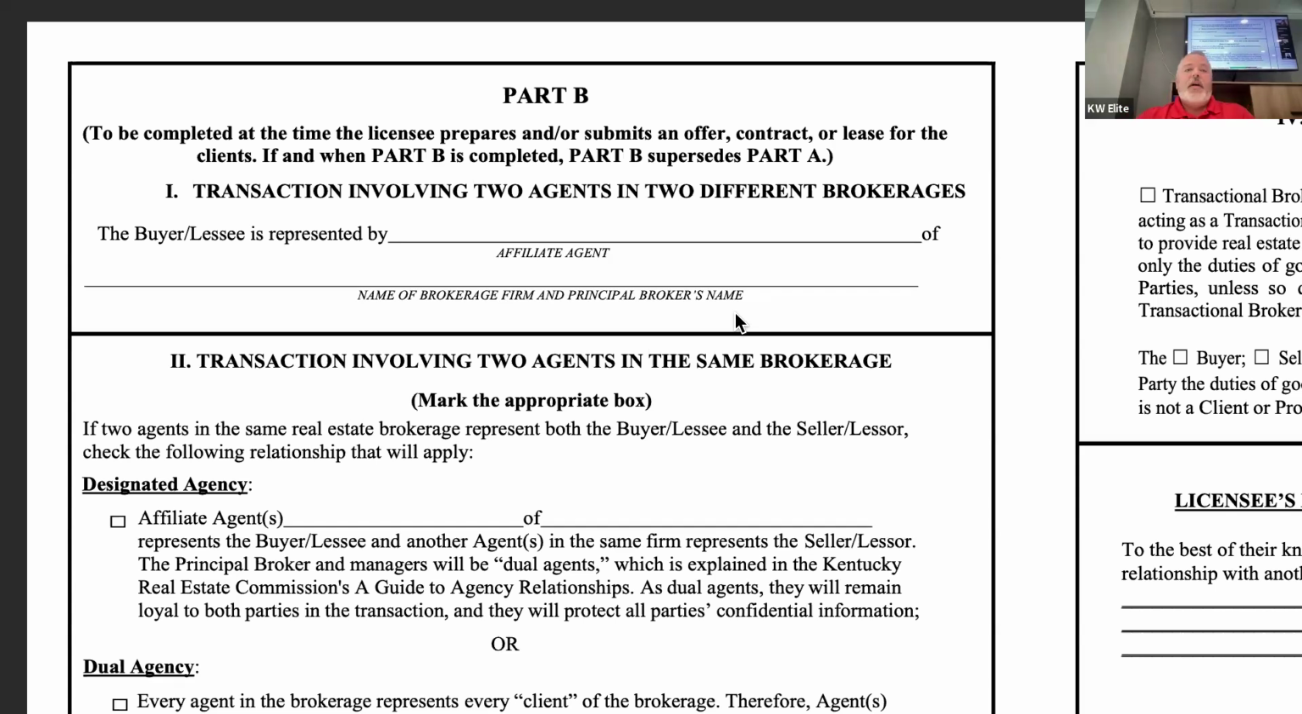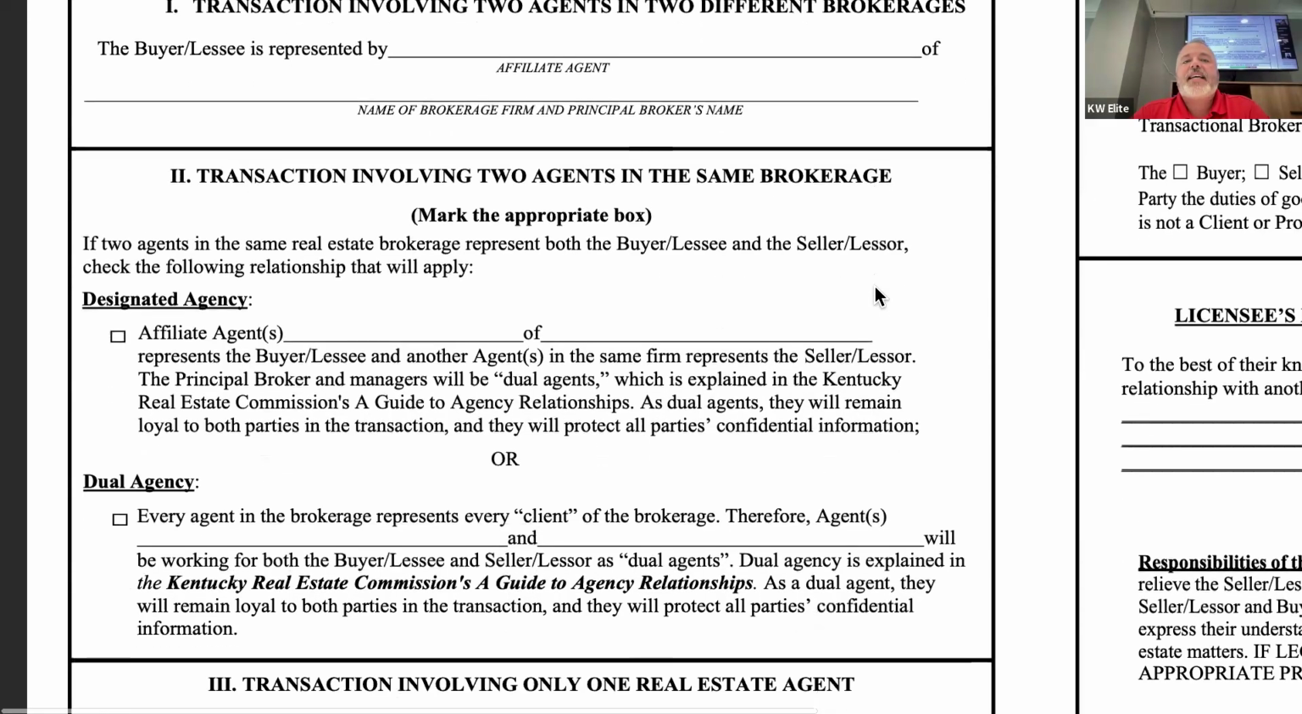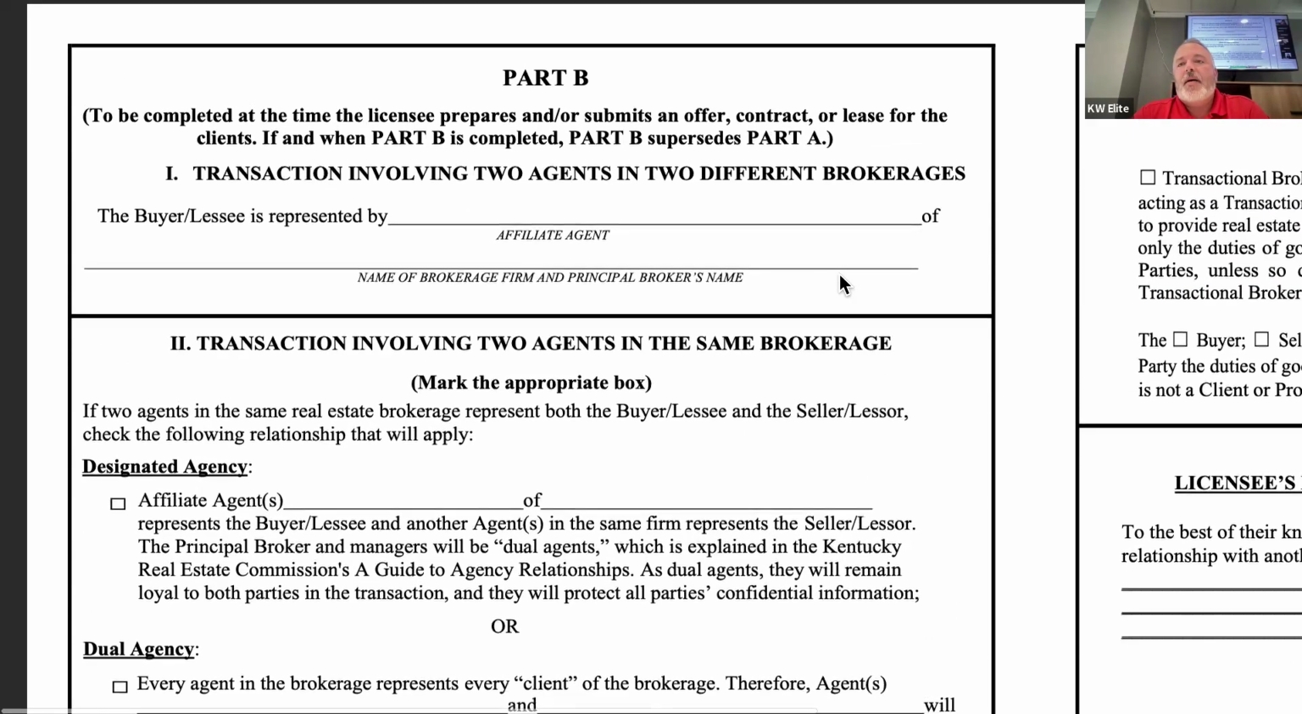So if we're writing an offer, Part B goes like this: is the buyer or leasee is represented by affiliate agent. Just a reminder, that's you. So you're going to put your name there, and then the name of the brokerage and principal broker's name. This is key. You got to put both on this line. So Keller Williams Elite or Heartland, and then Kelly Ann Harris. And I usually just put Keller Williams Elite / Kelly Ann Harris from there.